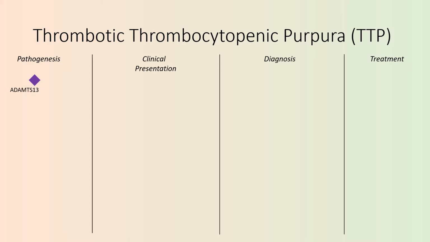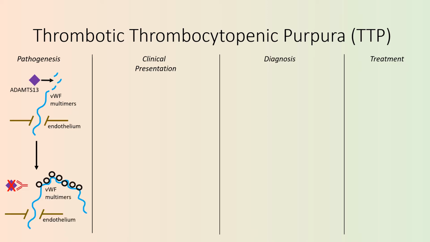ADAMTS13 is a metalloprotease that degrades von Willebrand factor multimers, attenuating platelet activation and aggregation. But if antibodies render ADAMTS13 non-functional, von Willebrand factor multimers go unchecked and continue to activate platelets, leading to another consumptive thrombocytopenia. So the platelets are low because they're all activated and aggregated in fibrin mesh. They're being consumed rather than being destroyed.